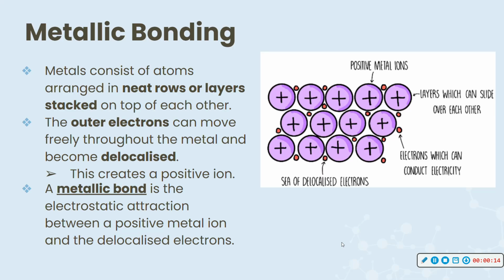All right, so metals consist of atoms that are arranged in neat rows or layers, and they're stacked on top of each other. So here we have our neat little layers, and we can see how they're stacked right on top of each other. Now the outer electrons, they can move freely throughout the metal and they become delocalized.